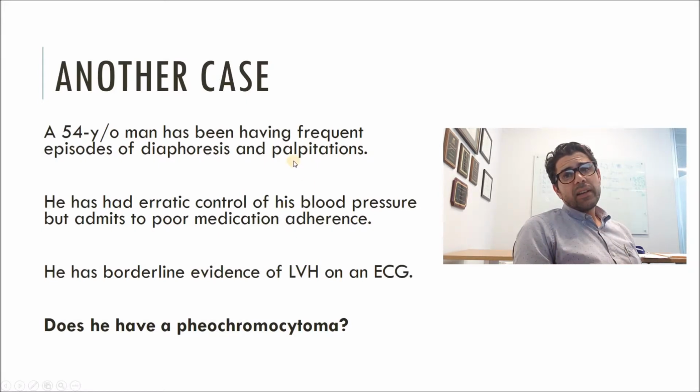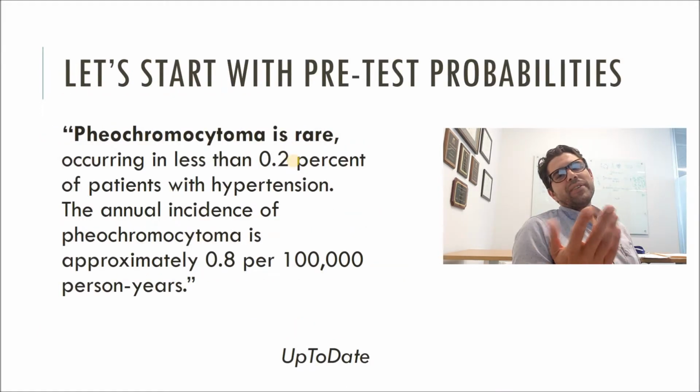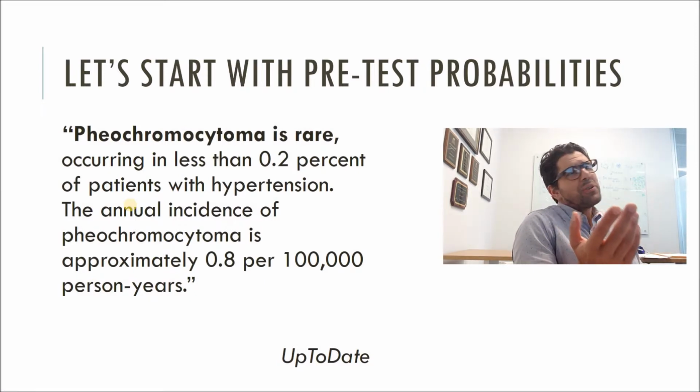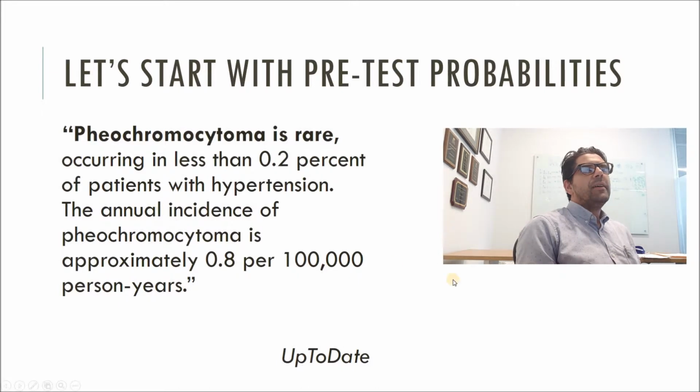And I'd say, wow, you've been studying for boards too much. We almost never see pheochromocytomas. I can even reference something like UpToDate and say, hey, look, young student, this pheochromocytoma thing is very rare. It occurs in less than 0.2% of patients with hypertension, and the annual incidence in the population is less than 1 per 100,000 person-years. This is so extremely rare. How could you even be thinking about this?